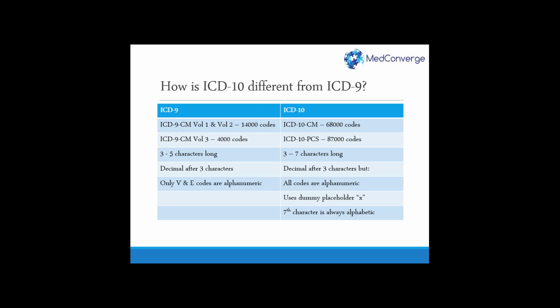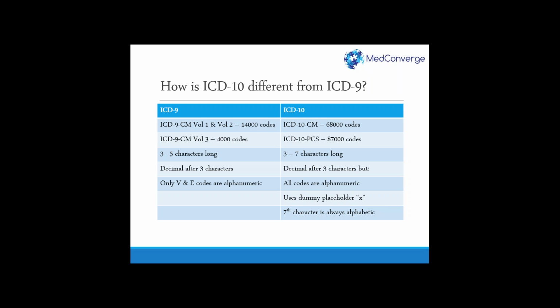Now, the ICD-9 codes were a minimum of 3 digits going up to a maximum of 5 digits. With ICD-10, minimum of 3 digits going up to 7 characters, right? Both of them have a decimal point after the first 3 characters. But with ICD-10, all the codes are alphanumeric, and ICD-10 also has this unique little feature called a placeholder, a dummy placeholder. So we'll look at what that means in our following slides.